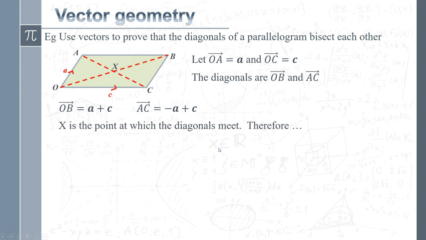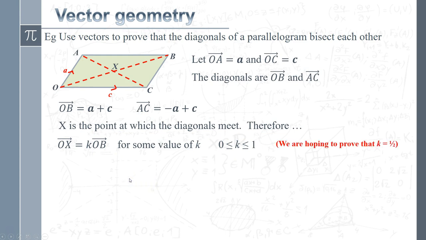And we've got the point at which the diagonals meet. And so what I'm going to say is that OX is some fraction of OB. And we're hoping to prove that for this value here, this K, this is going to be my fraction, and that it's going to be a half. That's what I'm aiming for, but I don't know it's a half at the moment. I've got to prove it. I've got to work towards it. So for now, I'm just going to say K represents some fraction, so K is between 0 and 1. So we're hoping to prove that K equals a half.